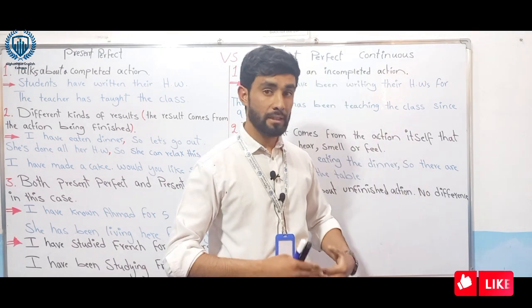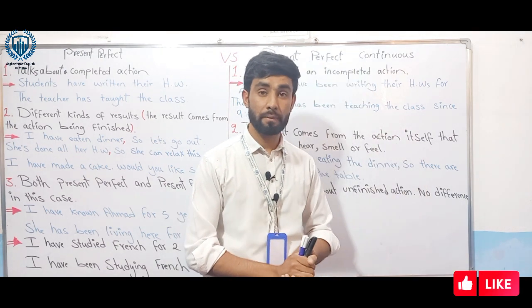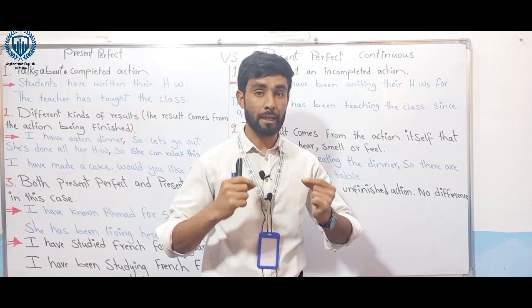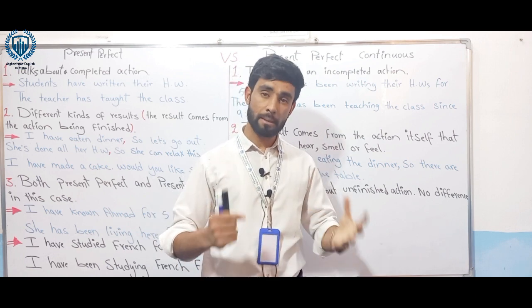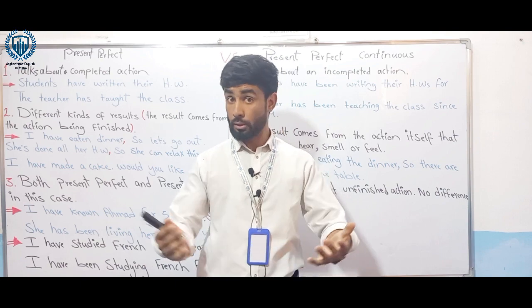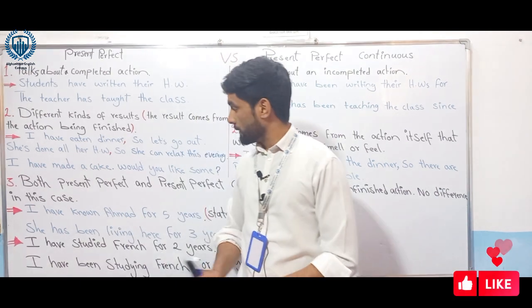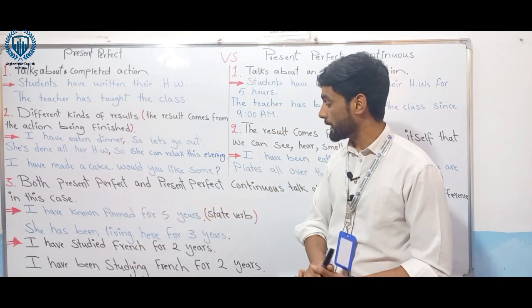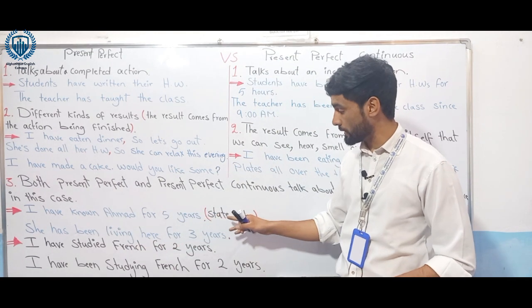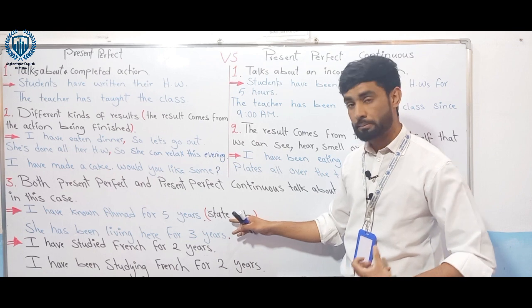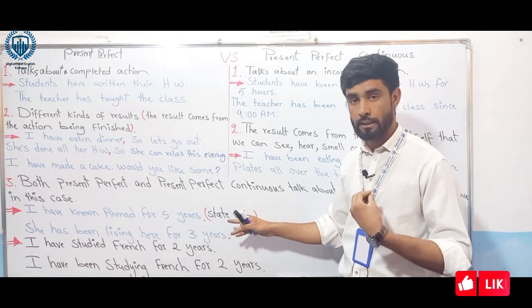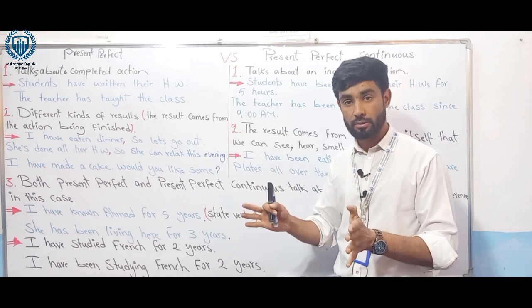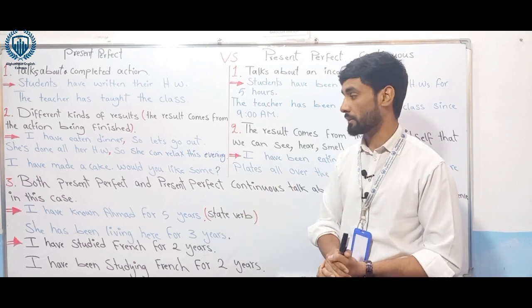So the third part, both present perfect and present perfect continuous are used in the same way, and in this case there is no difference between present perfect and present perfect continuous tense. They express the same idea, the same meaning and the same concept, though with different structures. The first sentence here, I have known Ahmad for 5 years. Especially with the state verbs, present perfect is used, and it talks about the actions started in the past, continues to the present, and might go to the future.